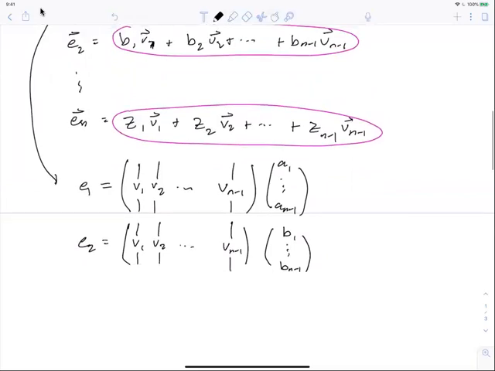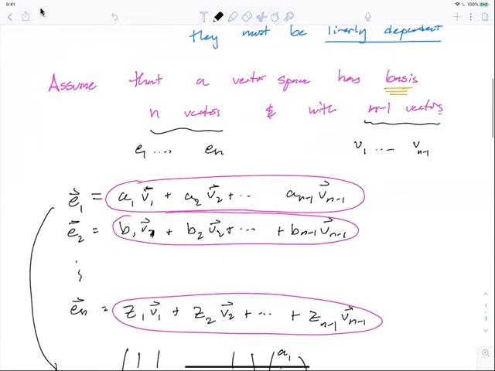All right, so now what's going to happen is, keep in mind, if you're a basis, you also have to be linearly independent. So a basis is linearly independent.